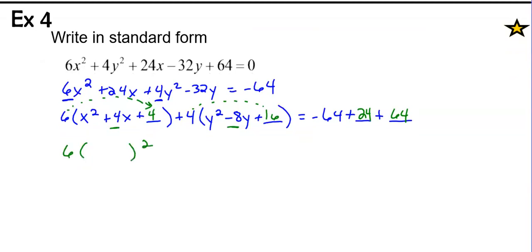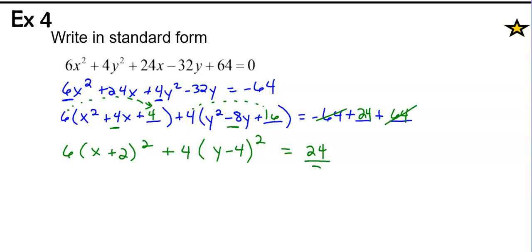We're going to make this trinomial into something squared, and it's going to be x plus 2 squared. We're going to leave our 4 on the outside, and we're going to do y minus 4 squared. And then on the right side, good news there, negative 64 and negative 64 is 0, so the adding is pretty simple. It's just 24.